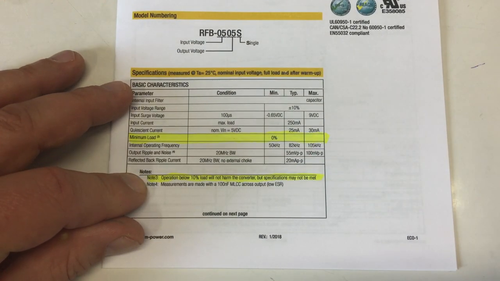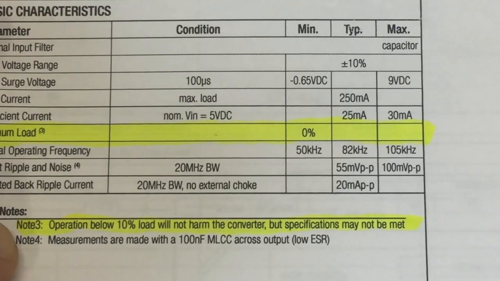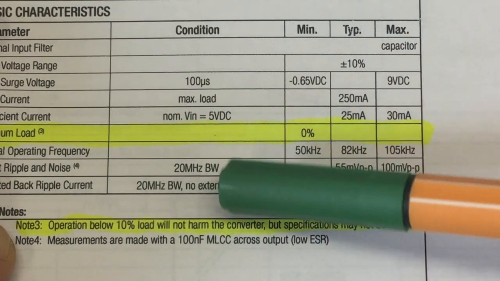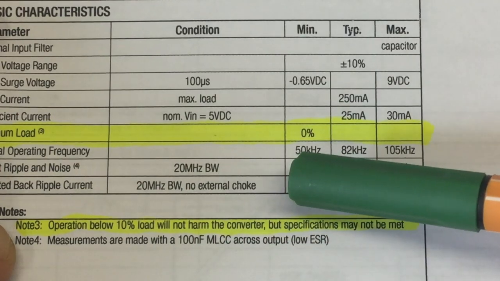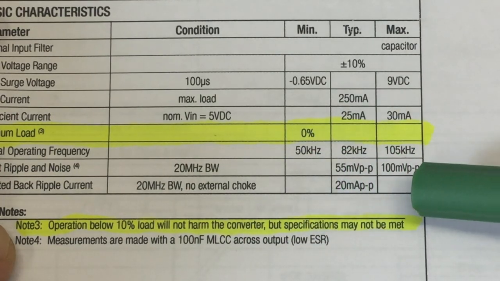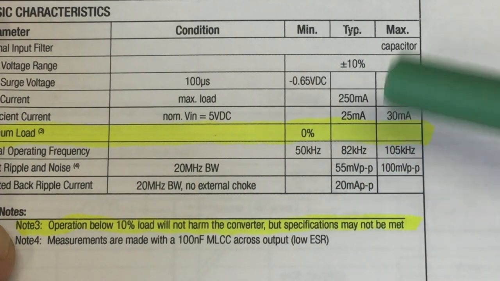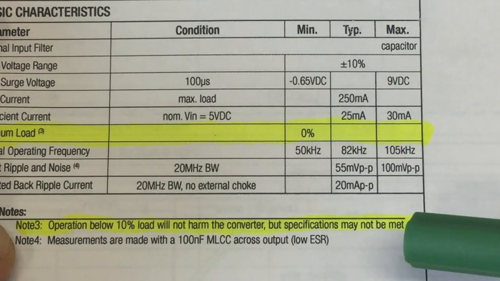But there is a note, and that note is important. Operation below 10% load will not harm the converter. The converter will survive it, but specifications may not be met. That is, everything you're supplying with the converter might die.